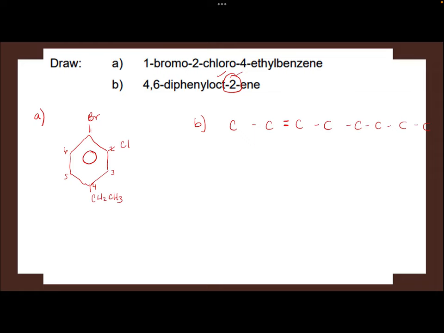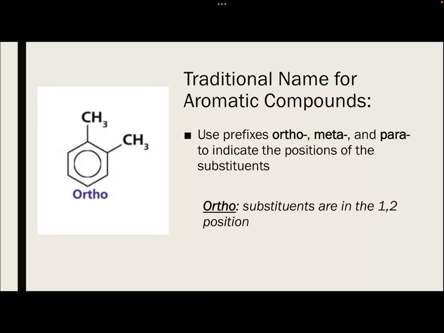And then at 4 and 6 we'll have 2 of our phenyls. Once again, your drawing will be better than mine. And then from there, we can label our bonds. So the remainder are going to be single bonds. We'll have CH3, CH, CH, CH, CH, CH, CH2, CH3.